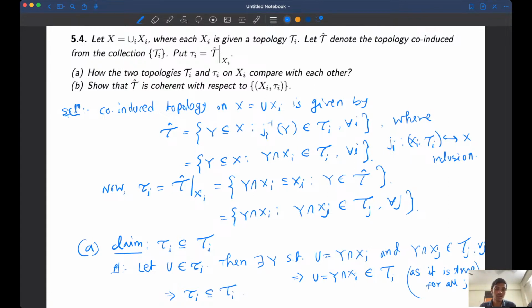Actually, the other inclusion will not hold, as you can see. Okay, so for the B part, this tau hat is coherent with respect to this xi. You need to show this, but coherent with respect to this one means that an element u is open in tau hat if and only if u intersect each xi lies in this tau I. That is almost clear from the definition itself, so it's just a matter of writing.